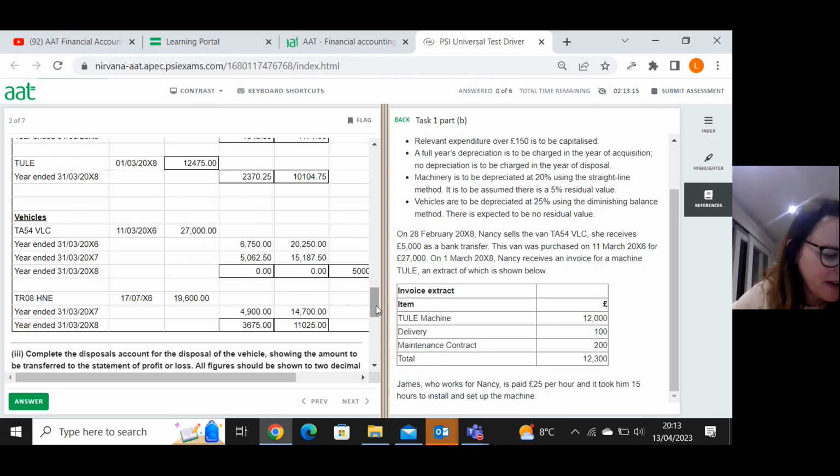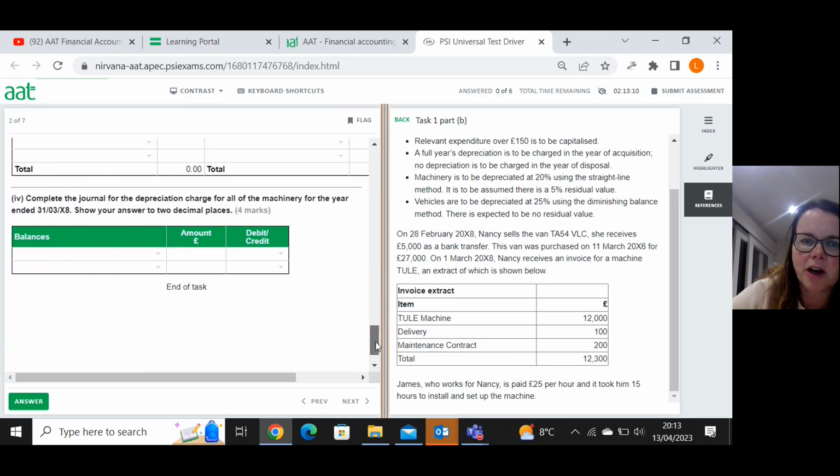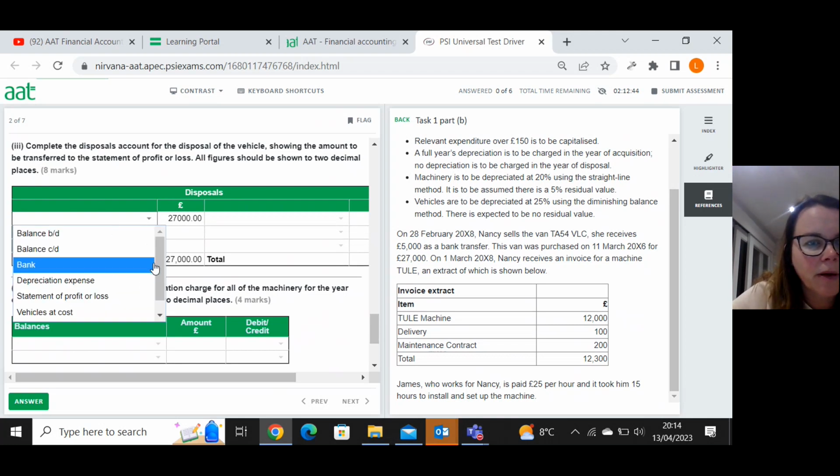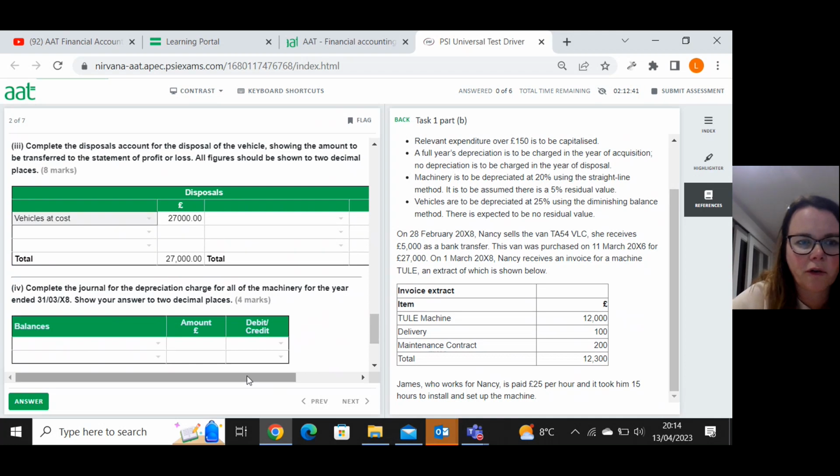So that £27,000 will have been sitting as a debit in the cost account. So now we're disposing of it. Step 1 is to get rid of that cost. So in the cost account, we need to credit 27,000, and in the disposals account, we need to debit the 27,000. And the narrative there will be the cost of the vehicle.